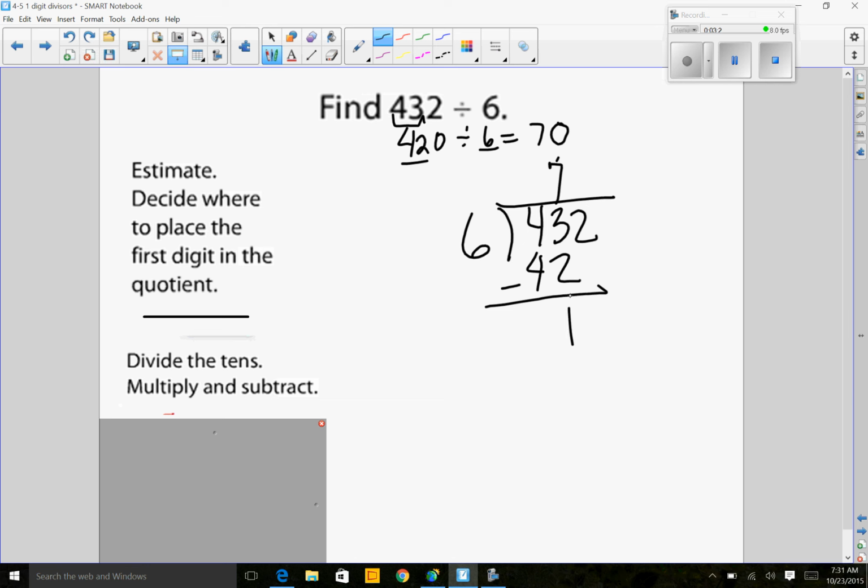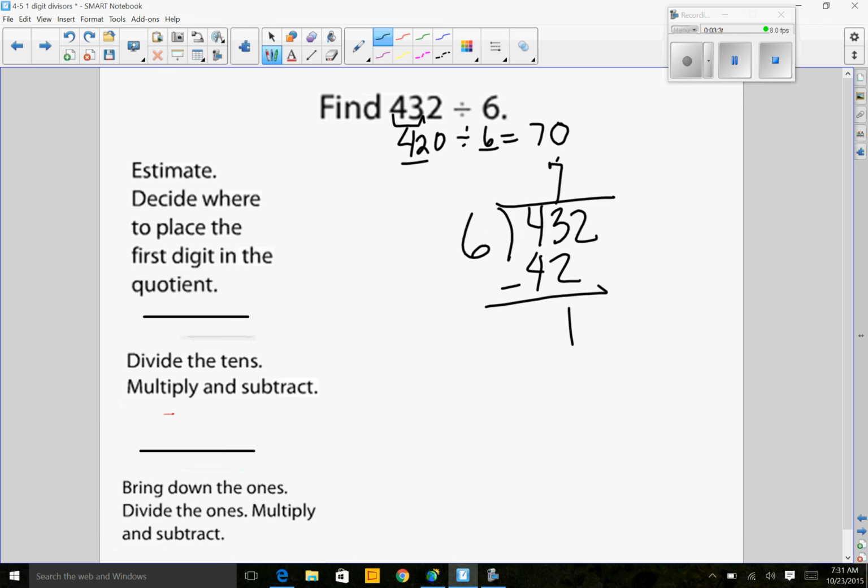I have to make sure this number here is smaller than the divisor. If this number is the same as the divisor or bigger, I've made a mistake. Okay, but 1 is less than 6, so I'm okay. Now I'm going to bring down the ones and divide the ones and multiply and subtract. So I'm going to bring down the 2. If you want to, you can make an arrow if that helps you. That helps, especially with longer dividends, to make sure you brought down all the numbers.